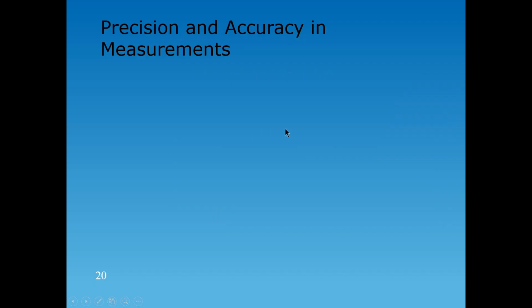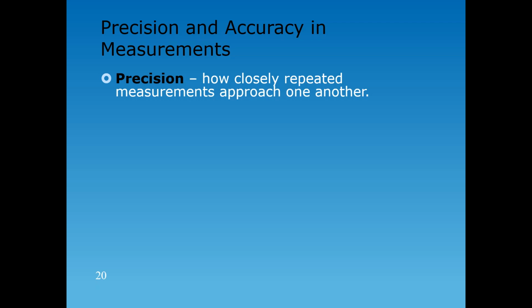Okay, so let's talk about precision and accuracy. Now, again, this is one of those situations where in everyday language we tend to use these two terms as if they mean the same thing. But in the sciences, of course, there's a difference.